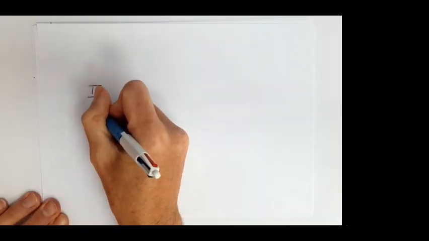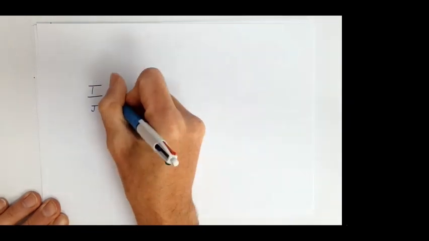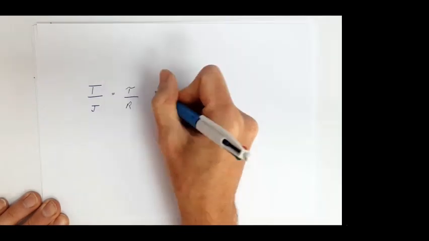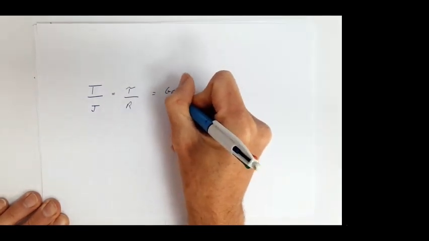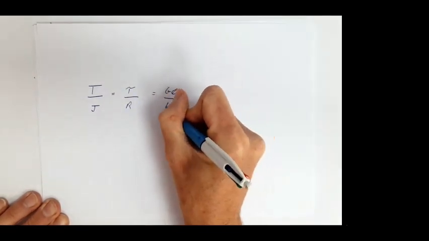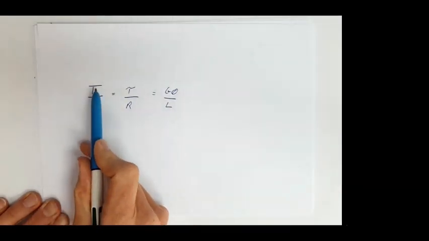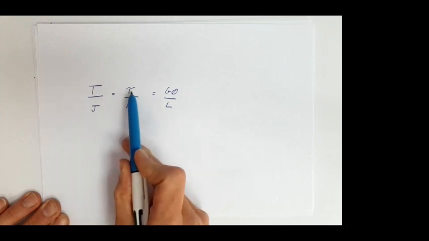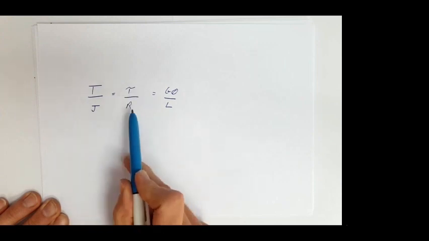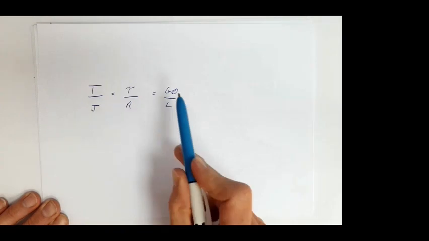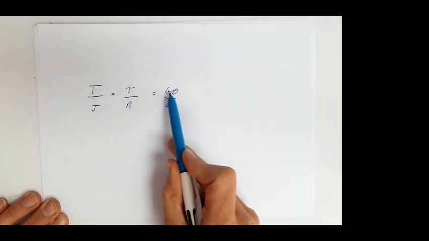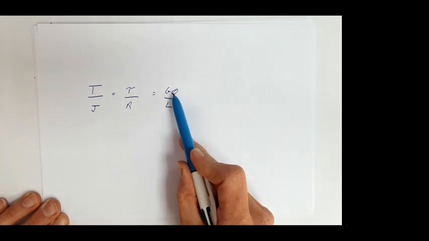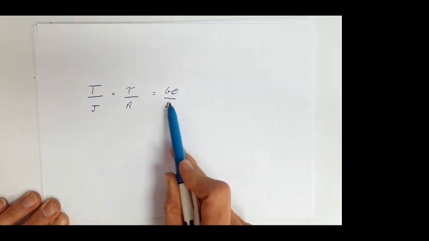Simple theory of elastic torsion: T over J equals τ over R equals Gθ over L. T is the torque going through the shaft, J is the polar second moment of area, τ is the shear stress on the shaft, R is the radius of the shaft, G is the shear modulus, the stiffness of the material in shear, θ is the angle that the shaft is twisted through, and L is the length of the shaft.